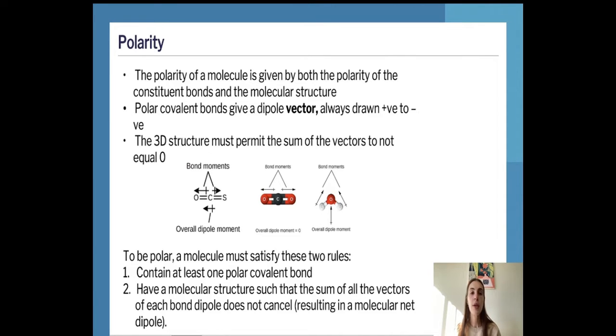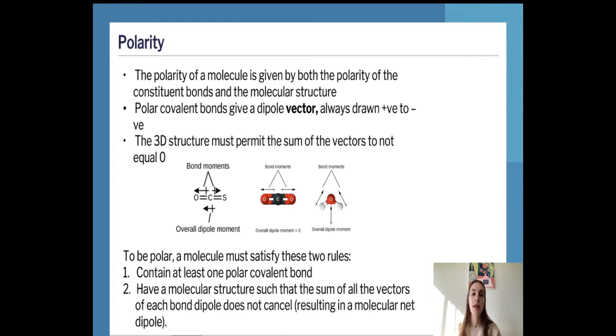The polarity of a molecule is given by both the polarity of the constituent bonds, but also the molecular structure. Polar covalent bonds give a dipole vector, and that's always drawn as positive to negative. The 3D structure must permit the sum of the vectors to not equal 0. So basically we have these dipole moments which form, and we don't want them to cancel out to 0, otherwise it's no longer considered to be polar.